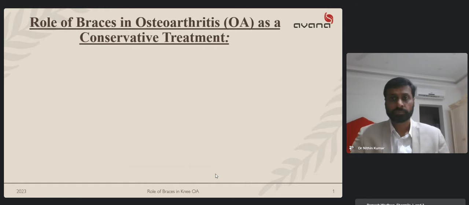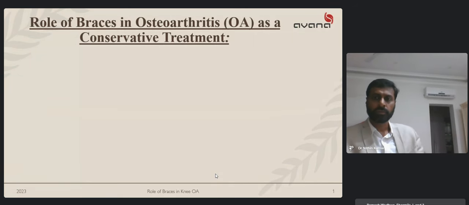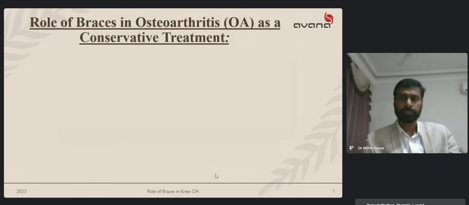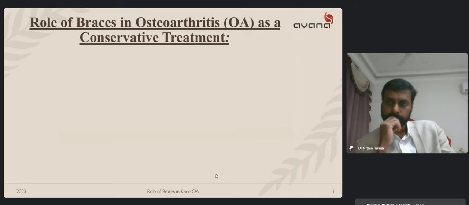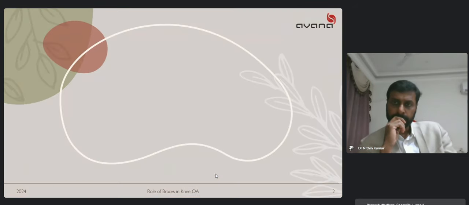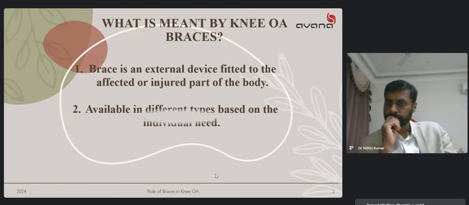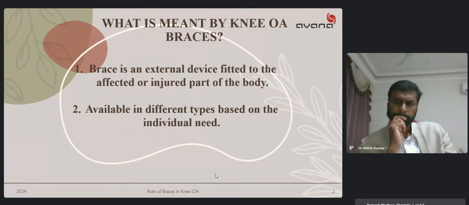Yes, sir. Okay. So now we are going to discuss in short the role of braces. Many kinds of braces are available in the market. What is meant by a brace, first of all? A brace is nothing but an external device. It is not an implant implanted inside the body; it is a device fitted externally to the affected or injured part of the body.